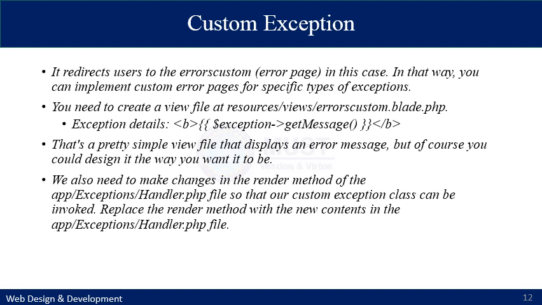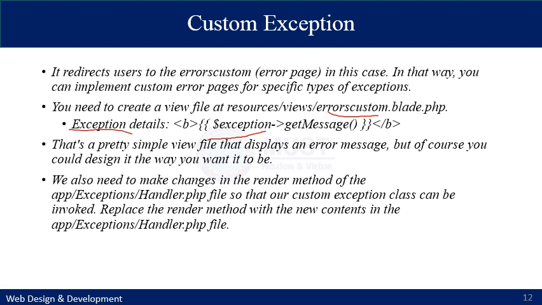For example, if we send the exception with the custom exception page, you need to create a view file in resources/views/errorcustom.blade.php and provide some text about the exception details in bold format, rendering the exception and calling the getMessage method. That's a pretty simple view file that displays an error message, but of course you could design it the way you want it to be.